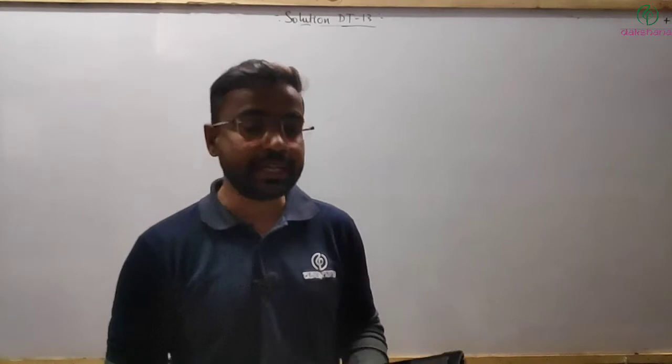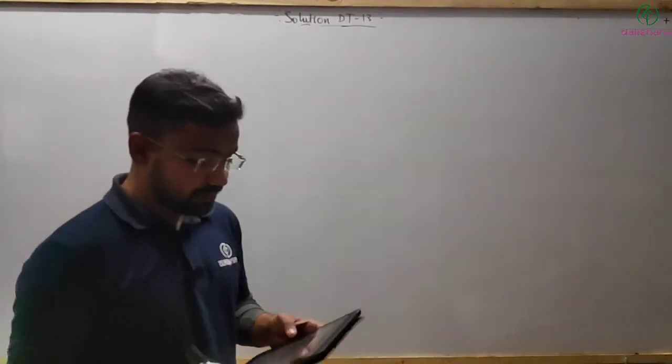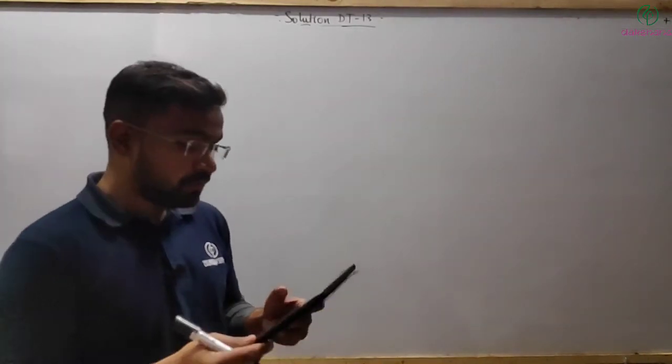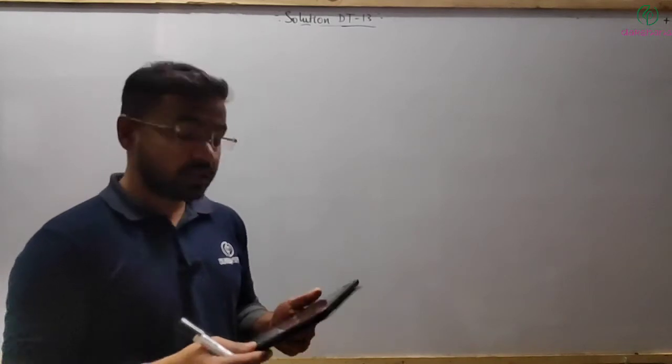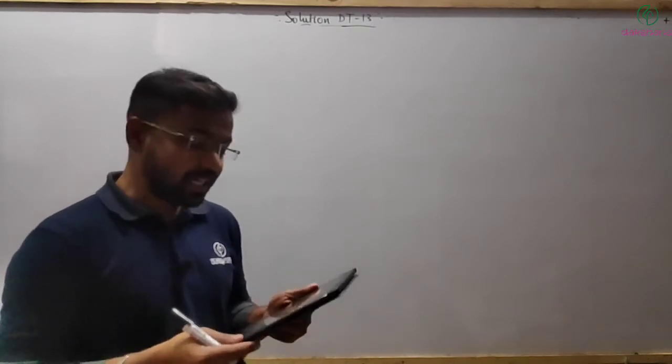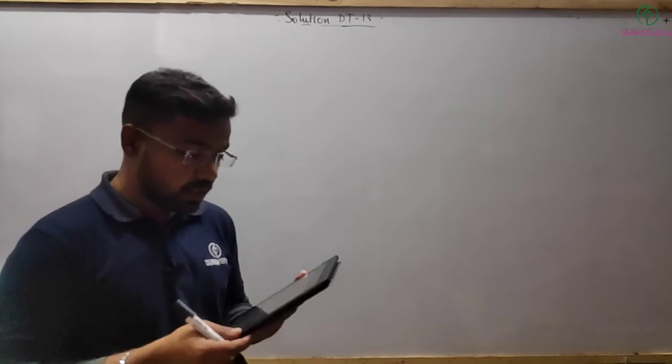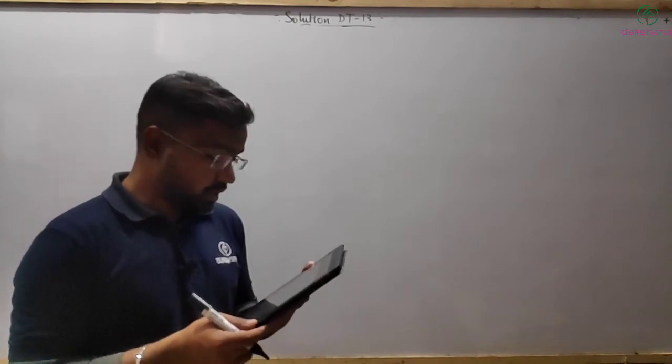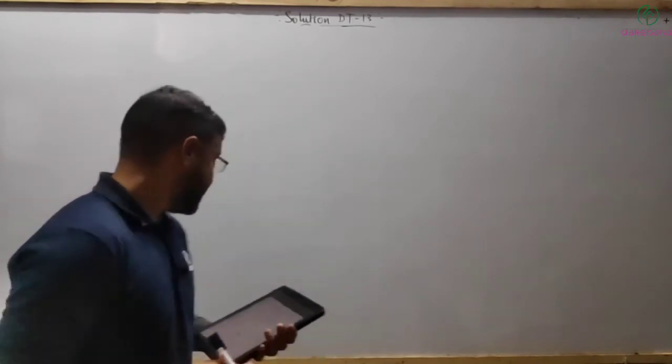Let's continue without any delay, and here we are going to start with question number 1. A vessel contains an ideal monoatomic gas which expands at constant pressure when heat q is given to it. Then the work done in expansion is.